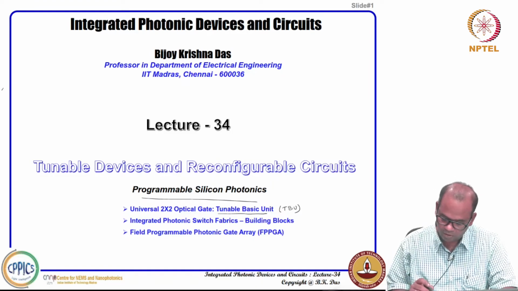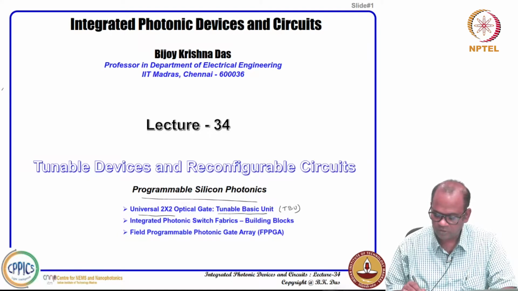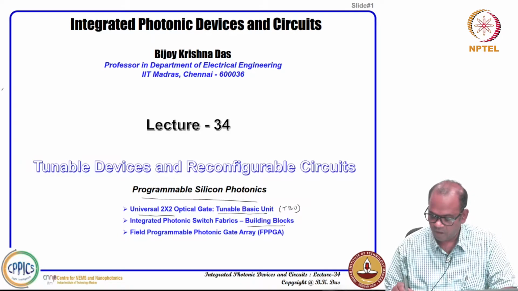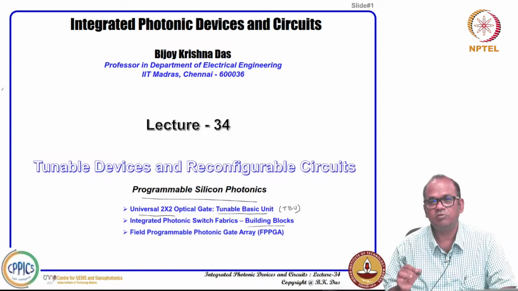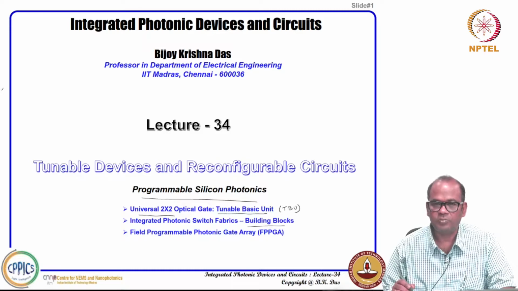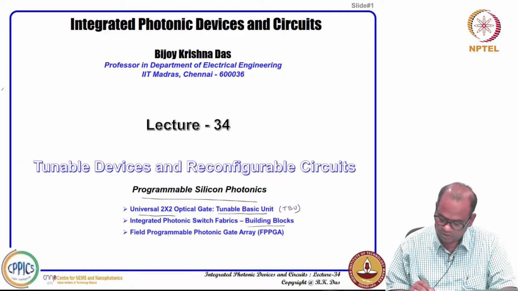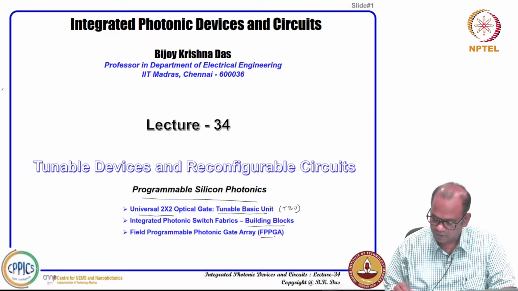Okay. Now, using that universal optical gate, I will show an outline of how one can demonstrate integrated photonic switch fabrics using building blocks. Major building blocks will be given, and how this universal 2x2 optical gate can be arranged in a certain fashion to get photonic switch fabrics on chip. And finally, the most interesting thing, that is called field programmable photonic gate array. Note that this is FPGA, not FPGA.